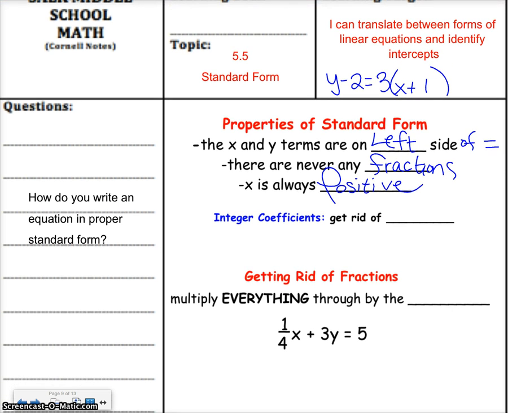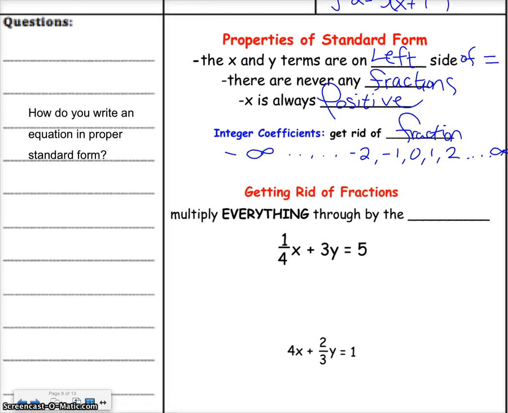When you hear the vocabulary word integer coefficients, that just means get rid of fractions. An integer is defined as negative infinity, dot, dot, dot, negative 2, negative 1, 0, 1, 2, dot, dot, dot, infinity. There are never any fractions involved. So when I say integer coefficients, that means you make sure I have no fractions.